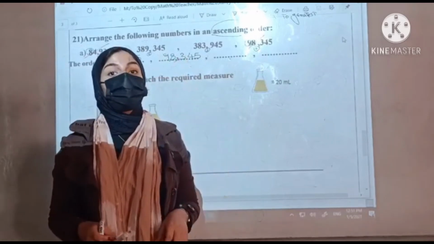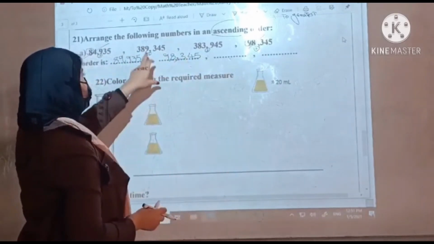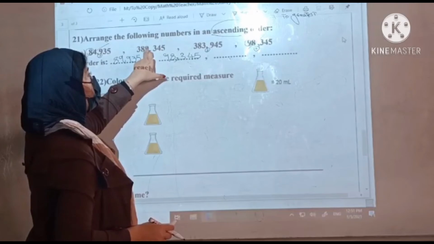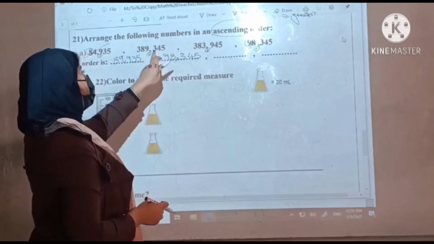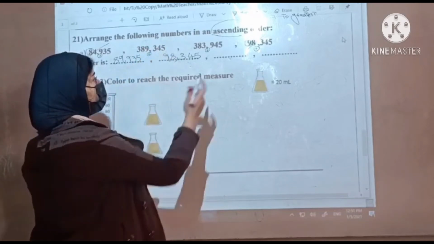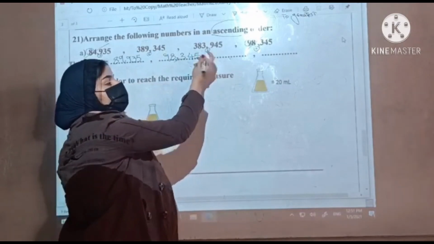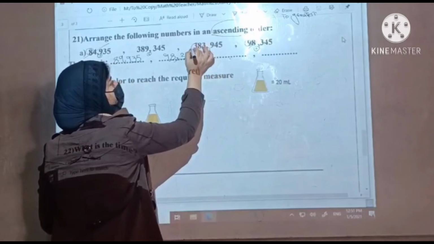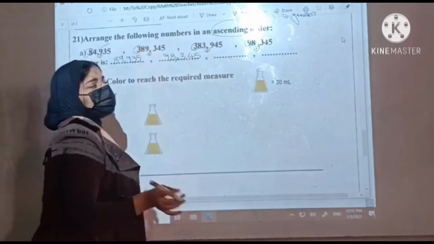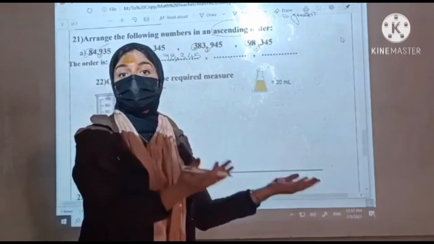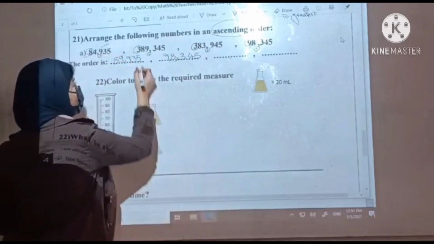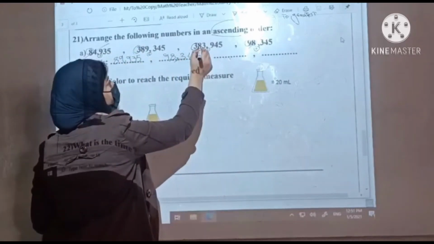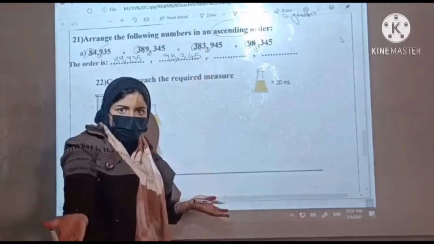Okay, so now I'm gonna move to the next 2 numbers. In each number I have 6 digits. So here it's 389,345. And here 383,945. So here I have 3 and here I have 3. What should I do now? I should move to the next digit. So the next digit, here I have 8 and here I have 8. So what should I do now?